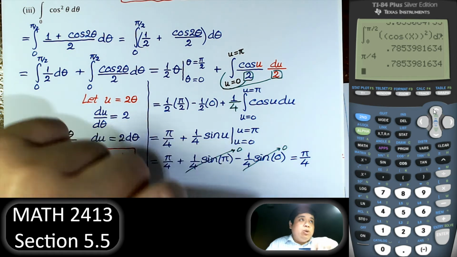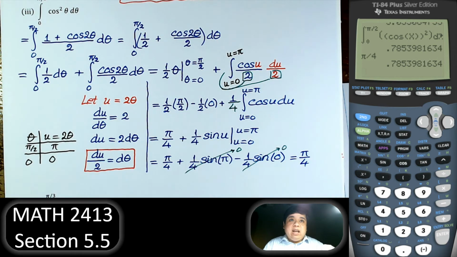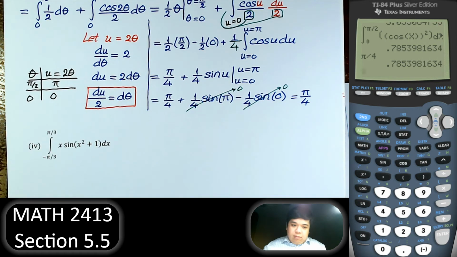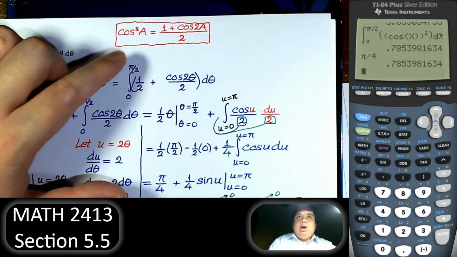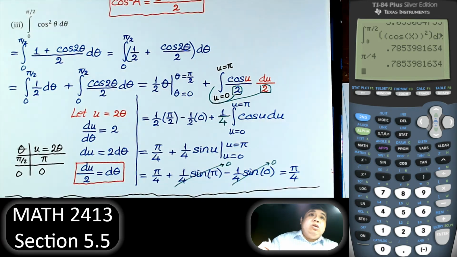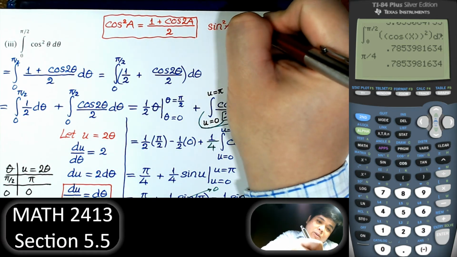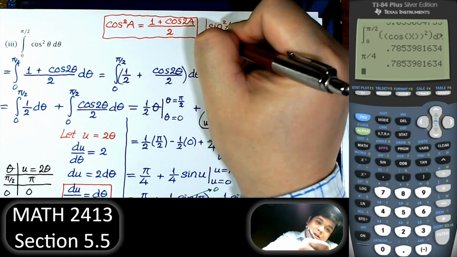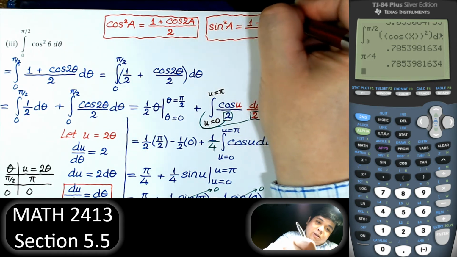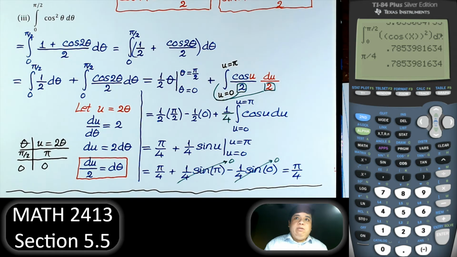The calculator can only give you that decimal answer, which is not enough. So if we want to get the exact answer, we have to do it by hand. Like I said, this is more like the Cal 2 problem, where we have to use the power reducing. By the way, sine square will be 1 minus cosine 2a divided by 2. So that is power reducing.